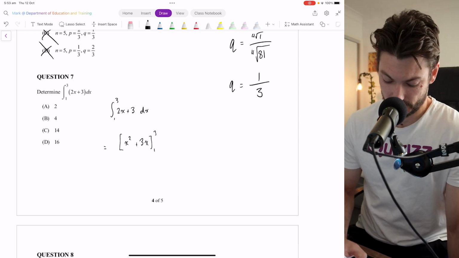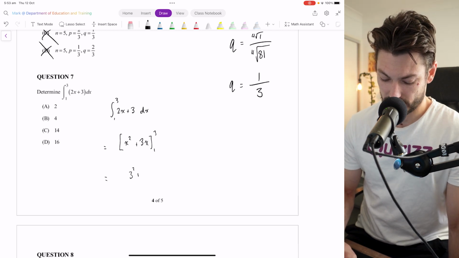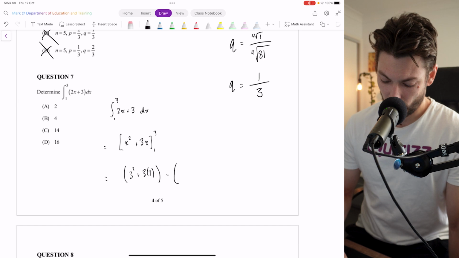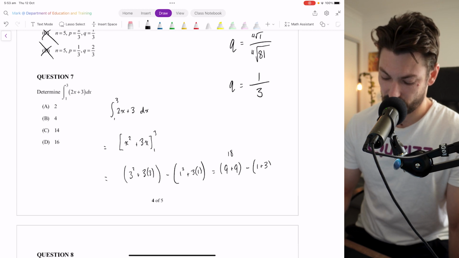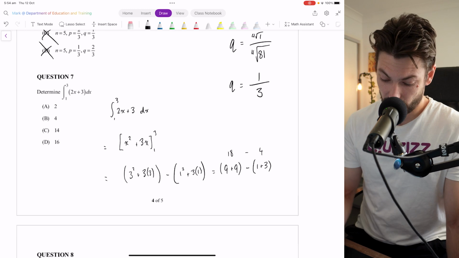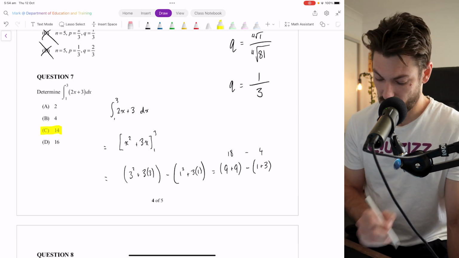Sub in 3 first. So we're going to get 3 squared plus 3 times 3. And we're going to subtract from that 1 squared plus 3 times 1. So that's going to be equals 9 plus 9, which is 18. And then minusing 1 plus 3, which is 4. 18 minus 4 is 14, which is going to be question C.